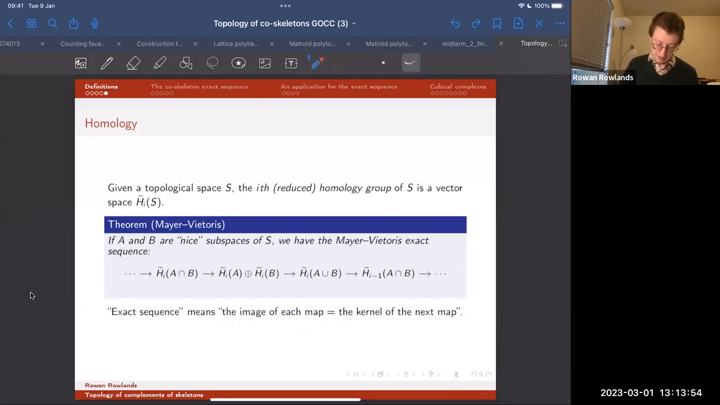So for example, the image of this map equals the kernel of this map, and so on for the rest of the sequence. The way this sequence works is we've got the intersection homology here, then the direct sum of the homologies, and then the union. Then we loop back to the start with the intersection again, except this time the degree of the homology is i-1, it goes down by 1. So we loop through in this pattern, intersection, direct sum, union, intersection, direct sum, union, and so on, with the degree of the homology going down by 1 each step. Okay, so that is the Mayer-Vietoris exact sequence that we'll be using today.